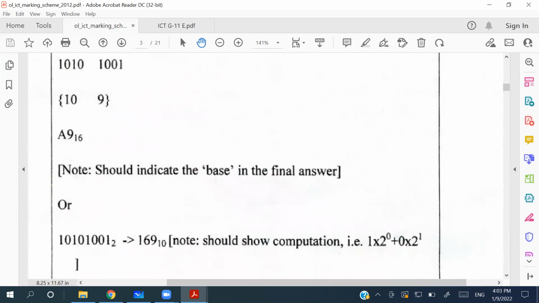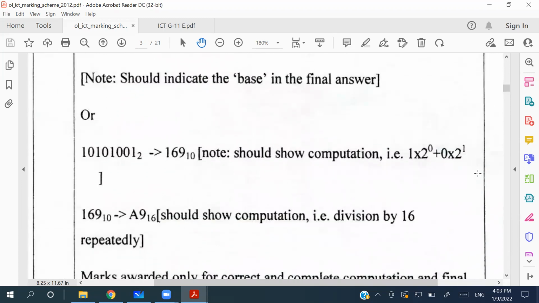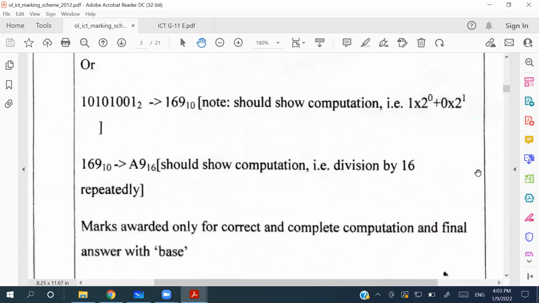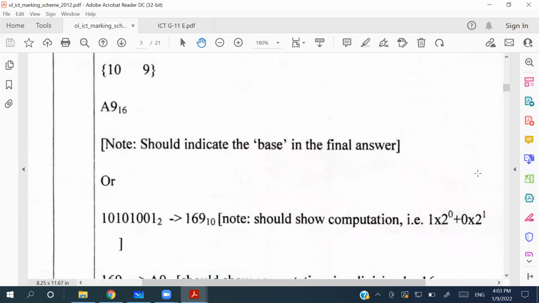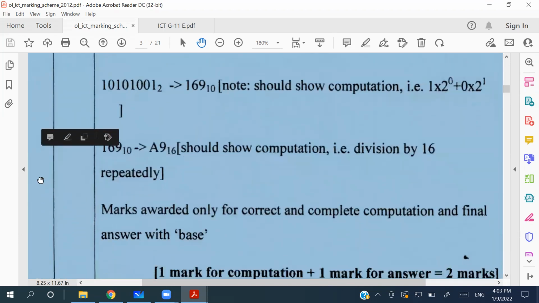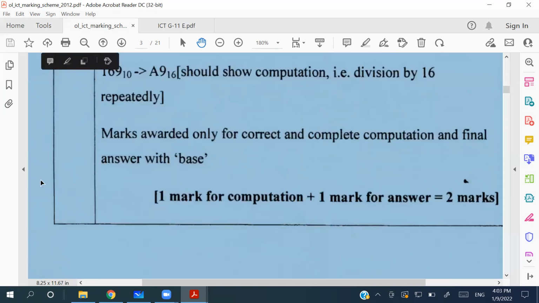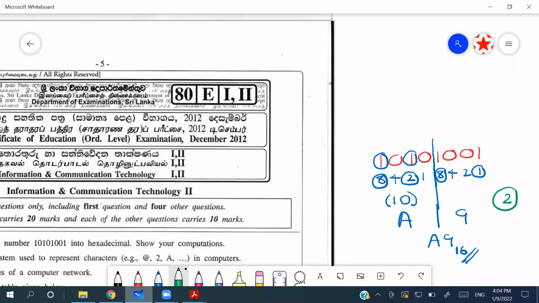If you want to come up with a hard way, you can convert the binary into decimal, and then convert decimal into hexadecimal. Anyway, you are going to receive the same answer, which is A9 in hexadecimal. So 2 marks.